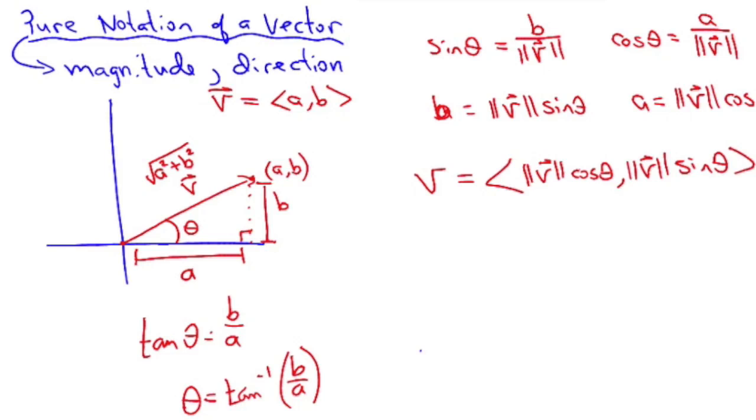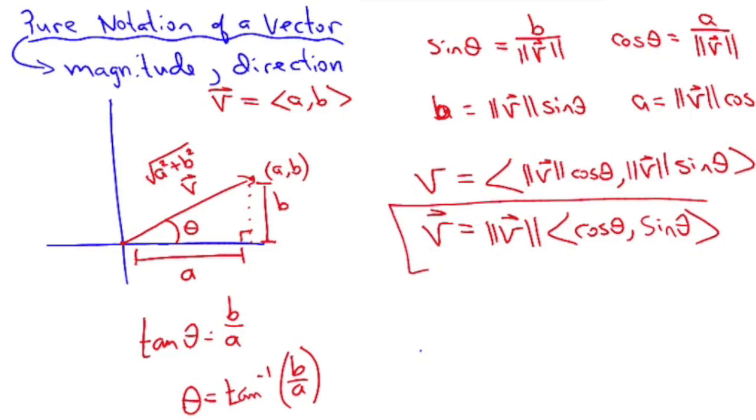Now there's one little simplification I can make on this. They both have this magnitude of v, which is a scalar, and both of them have it, so guess what you can do to it? Just take it out. I can factor it out. So another way of writing it is vector v is equal to the magnitude of v times the vector cosine of theta, sine of theta. And this is what's called pure notation, or magnitude direction notation.